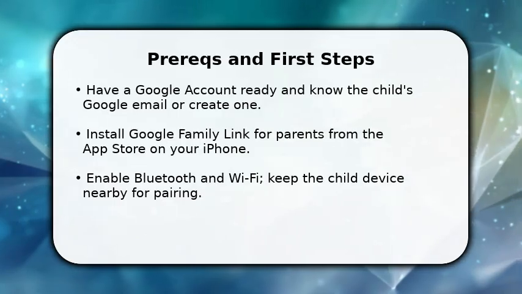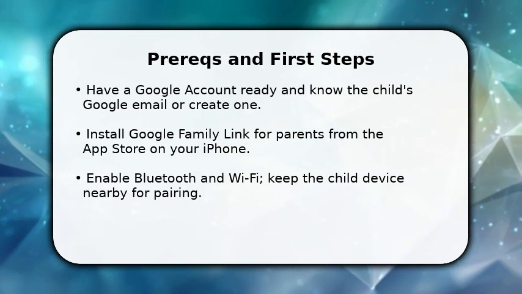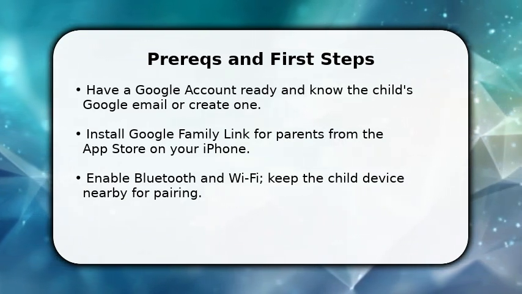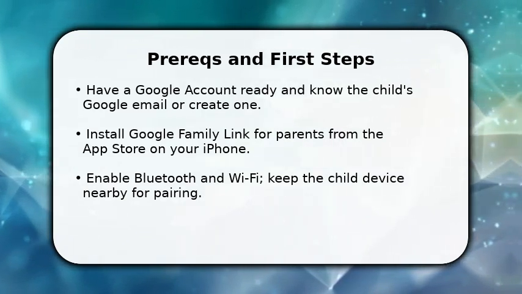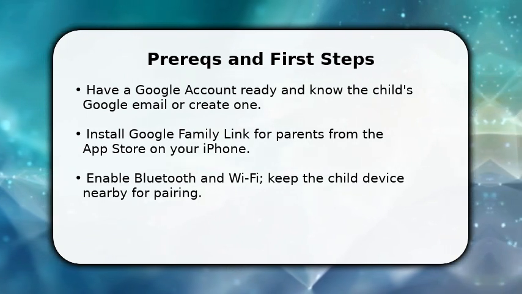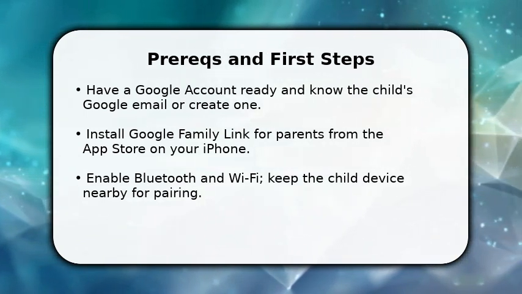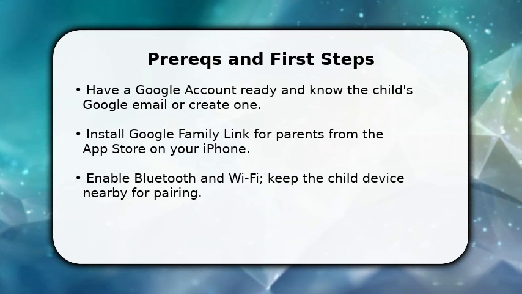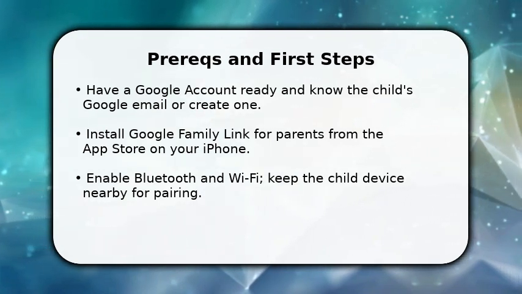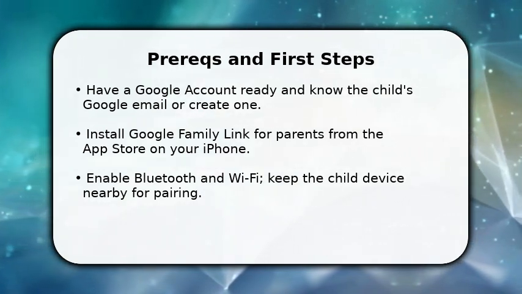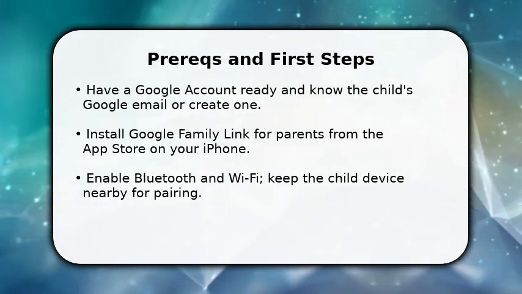You'll start by confirming prerequisites and taking the first steps immediately. Sign in to your Google account on the app. Once signed in, choose Add a Child and follow prompts to link an existing child account or create one. Make sure Bluetooth and Wi-Fi are active on both devices and keep the child's device near you.